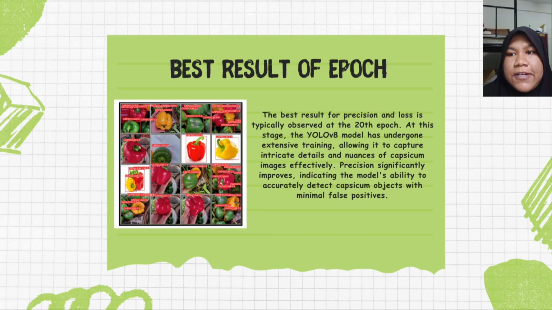The next is the best result of epoch. The best result of precision and loss is typically observed at the 20th epoch. At this stage, the YOLO V8 model has undergone intensive training, allowing it to capture intricate details of capsicum images effectively. Precision improved, indicating the model's ability to accurately detect capsicum objects with minimal false positives.